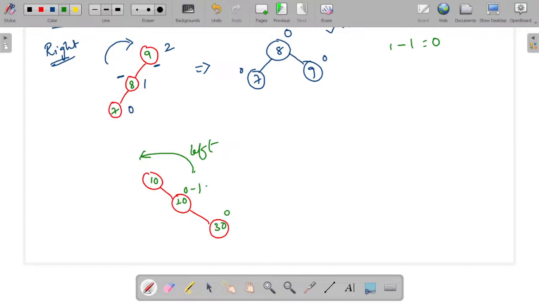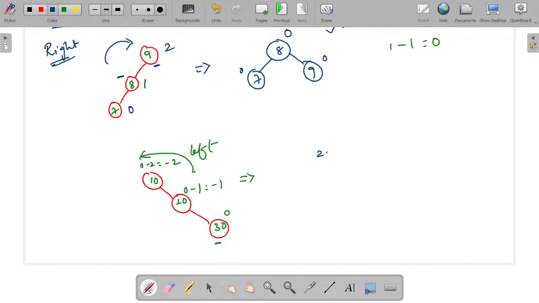So 0 minus 1, which is going to be minus 1, and for this there is nothing on the left side, so it is going to be 0 minus, and there are two edges between it and the deepest child node, which is 30. So it is going to be 0 minus 2, and we end up with minus 2. Since we have a negative balance factor and we have more nodes in the right subtree, we have to push some nodes into the left side, and that is why we call this a left rotation. And the updated tree would look something like this.